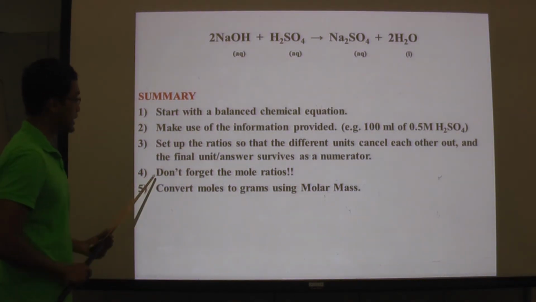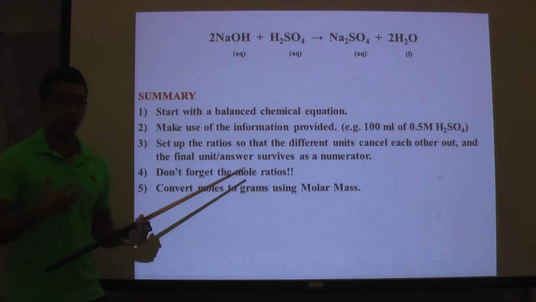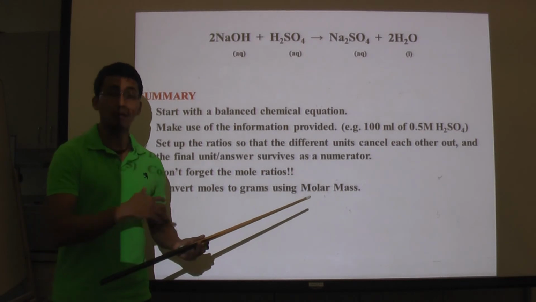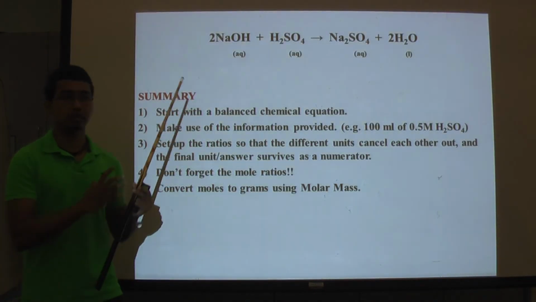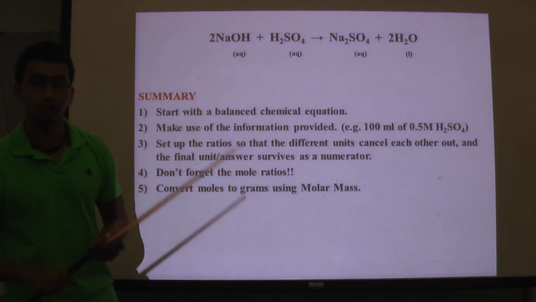It's very important. Then finally, if you want to find out mass in grams of something from the number of moles, we have to convert the moles to grams by using molar mass. All we need to do is take the number of moles and multiply it with the corresponding molar mass to find out the mass in grams.